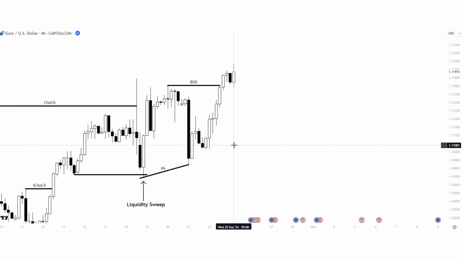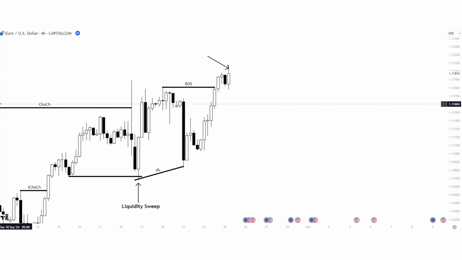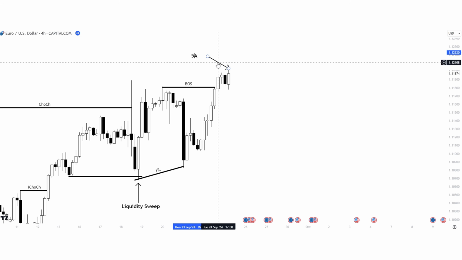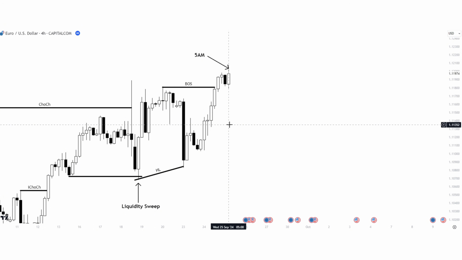So now, coming into the recent price action, we have analyzed and identified that the market follows an uptrend. The last candle we see is at 5 a.m., which is a time we mentioned is important, and being on the 4-hour time frame, the next candle is the 9 a.m. candle.